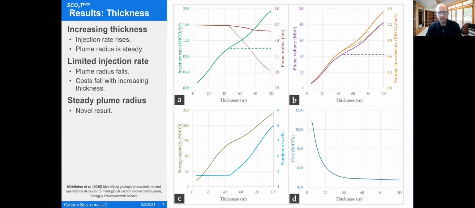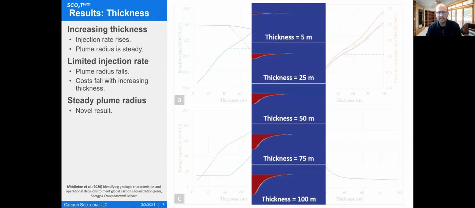Second sensitivity analysis we did was looking at thickness. What happens if you hold everything else the same, but you change the thickness of the formation? What we found is that the plume radius doesn't change much. The CO2 spreads out to the same place it did, but you see injection rate goes up because the formation now is much thicker. And ultimately what you see in the bottom right is that your costs go down. So you want to be looking at thicker formations. So this isn't necessarily amazingly novel, but I'm not sure it had been shown before.